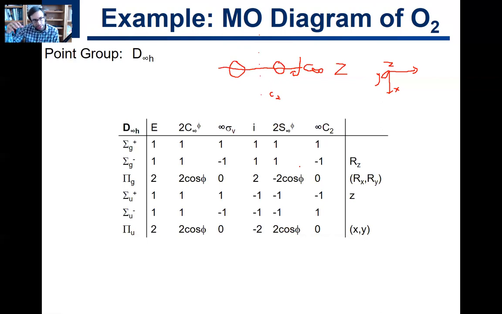Because z is defined in all the character tables by convention as being the principal rotation axis, it causes major problems if you don't have z defined in that way. So always make sure it's in line with your principal rotation axis. Anyway, so we can ask the question: how do you figure out the symmetry of those molecular orbitals? It's not just simply based upon the symmetry of the atomic orbitals from which it came.